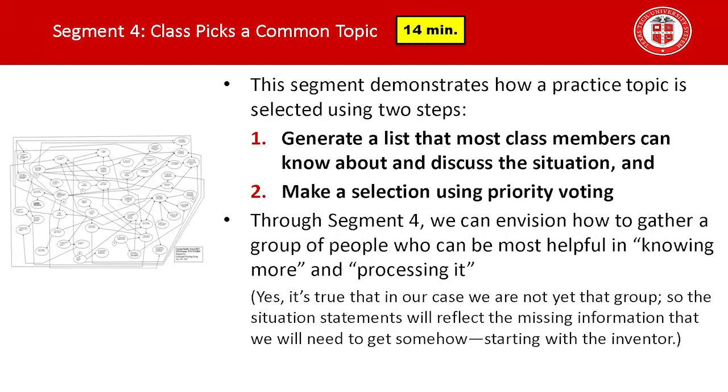Segment 4 demonstrates how a practice topic is selected in 2 steps. First, we generate a list that most class members can know about and discuss the situation and make a selection using a priority voting system. Through segment 4, we can envision how to gather a group of people who can be most helpful in knowing more and processing it. This is one that you can kind of skim if you need to.